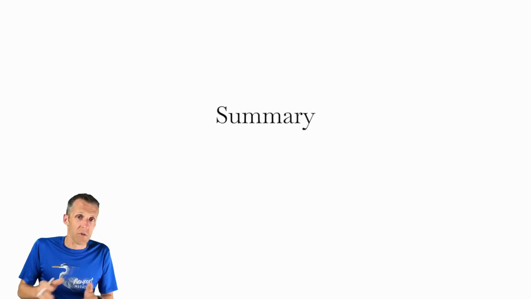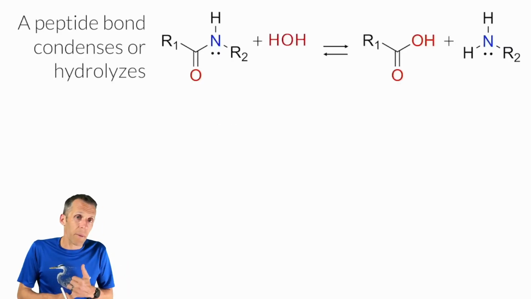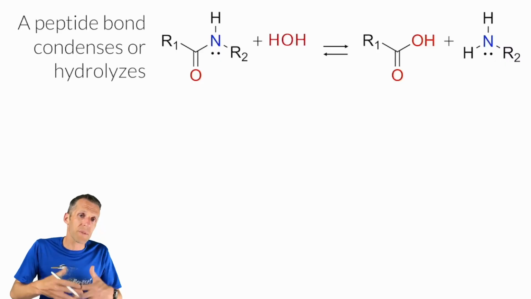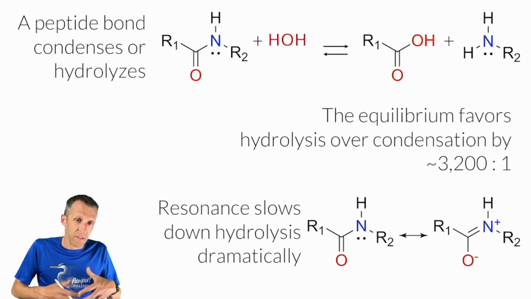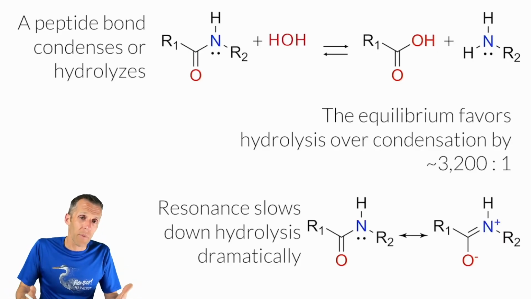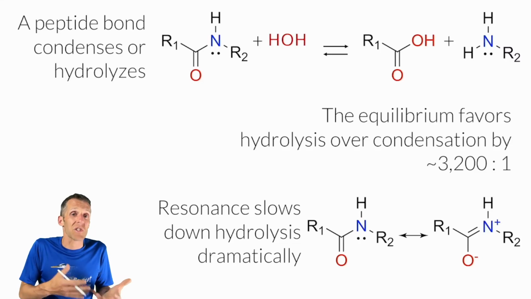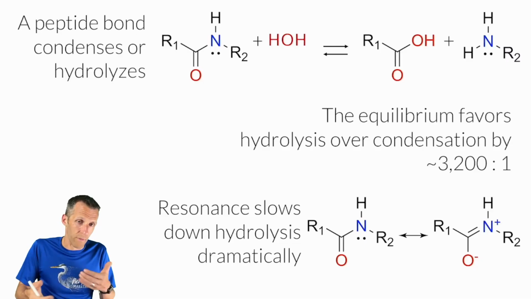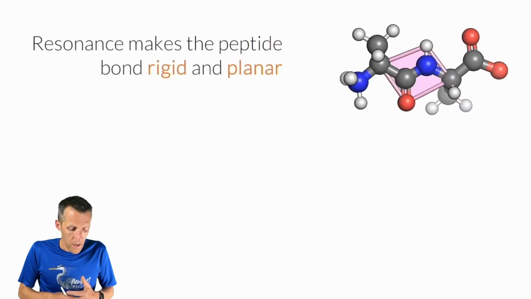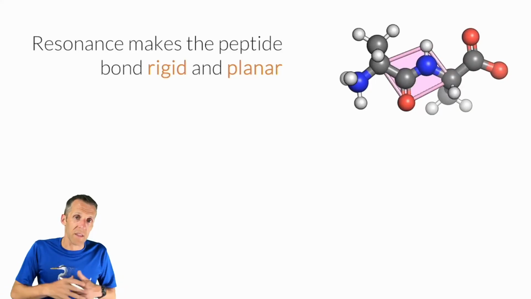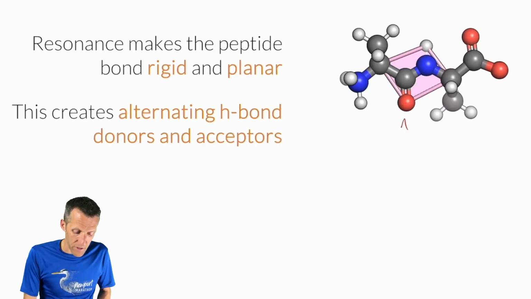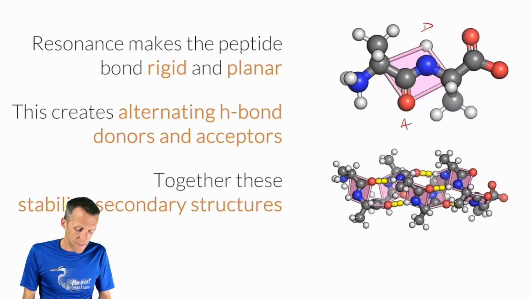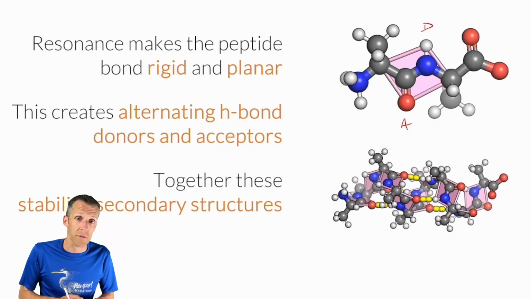All right, so let's summarize the structure. Actually, we're going to summarize everything here. So first, the peptide bond is a bond that condenses when it forms, it hydrolyzes when it breaks. Equilibrium favors breaking the bond slightly, but this is kinetically stable, meaning once you form a peptide bond, it is stable because it's just so darn slow to break the bond. The reason it's slow to break the bond is because of this resonance structure that gives it a pseudo double bond character in the middle. That resonance, that double bond character, makes the peptide bond itself planar and rigid, which then creates alternating acceptors and donors across the chain, which then facilitates the formation of particular secondary structures.